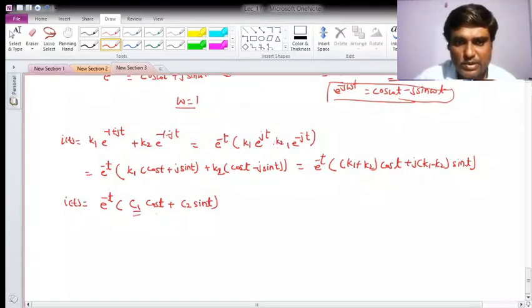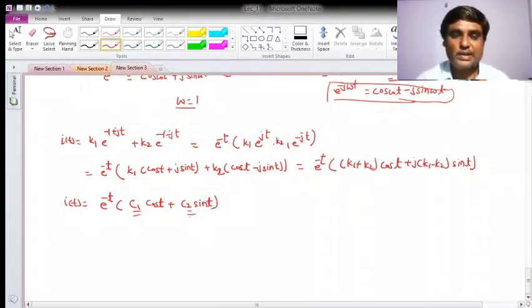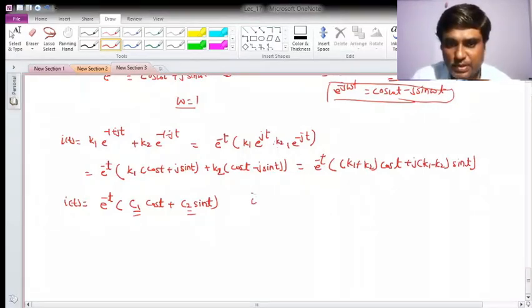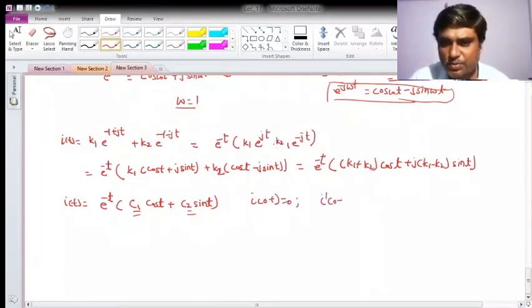And then what do I have to determine? I have to determine the values of c1 and c2. The initial conditions we have already obtained: I of 0 plus for the series RLC circuit was 0, and I dash of 0 plus, as we saw in the first example, was V by L. V is 1 volt and L is 1 Henry, so it is 1.